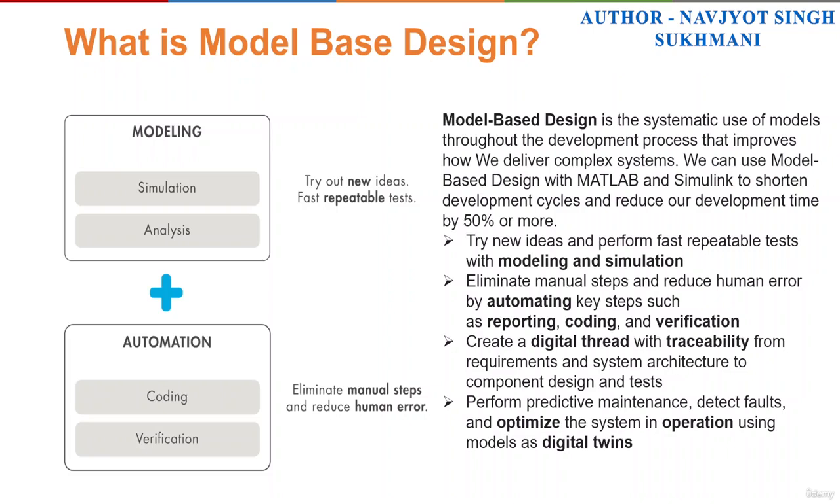A few more points: try new ideas and perform fast repeatability tests with modeling and simulation. Eliminate manual steps and reduce human errors by automating key steps such as reporting, coding, and verification. Create a digital thread and traceability from requirements and system architecture to component design and test. Perform predictive maintenance, detect defects and faults, and optimize the system in operation using models as digital twins. So this is all about model based design.